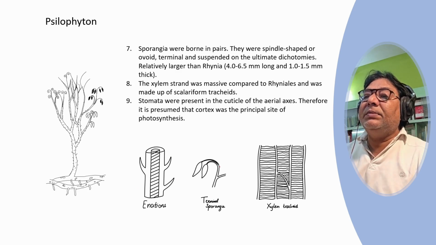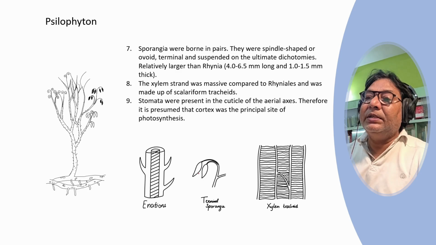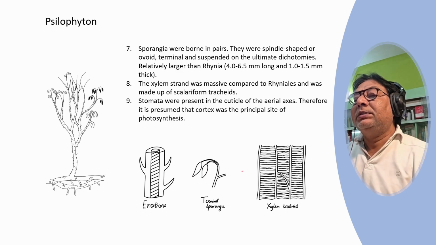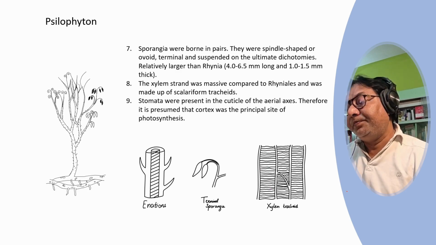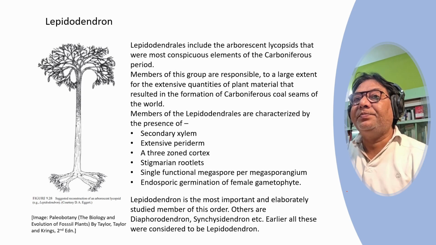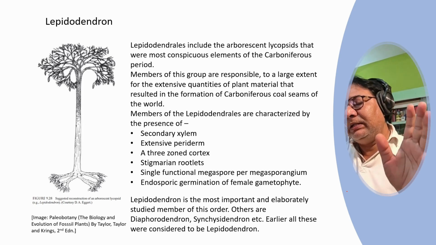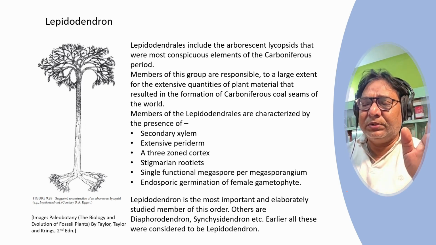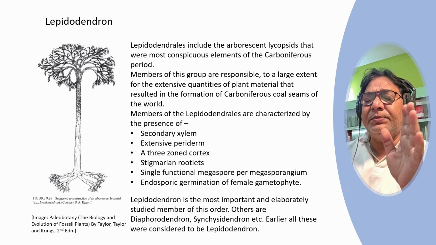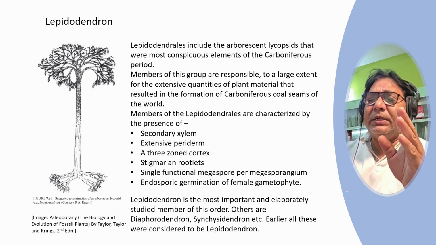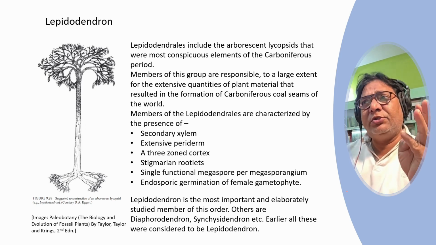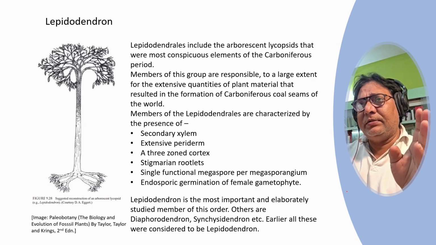This is the terminal sporangia, how it looked. There is a dichotomy. At the tip of that, there are two fusiform sporangia suspended like that. This is scalariform tracheids that has been shown here, a part of that. So up to that, we have studied the Psilopsida group, not Psilophytopsida. Psilopsida, the three members of Psilopsida, Rhynia, Zosterophyllum, and Psilophyton, already completed.